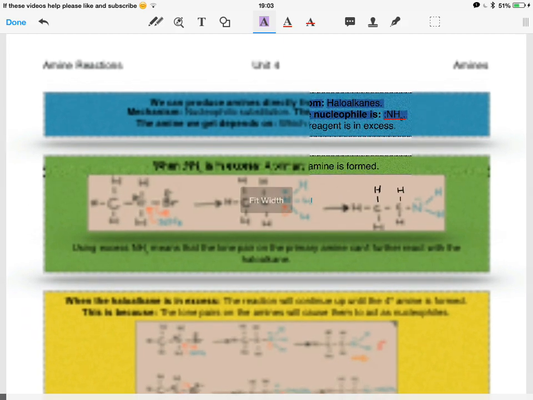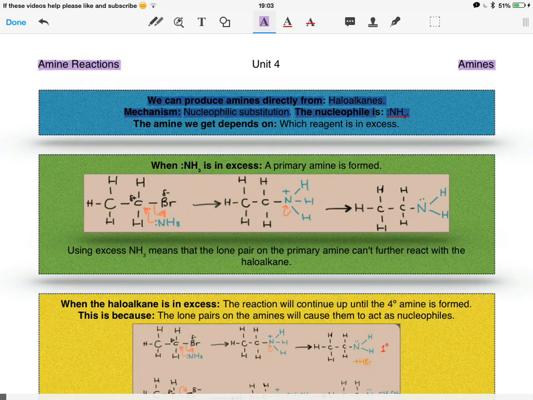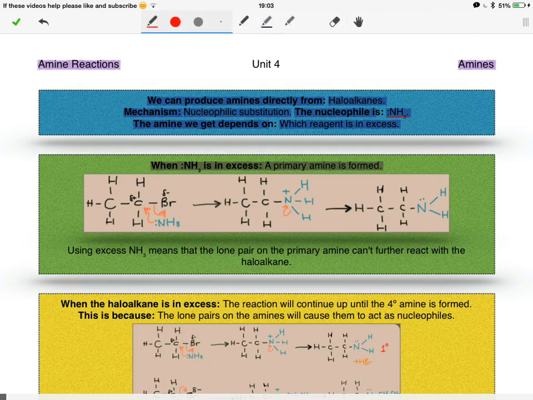Okay, so the amine that we get depends on which of the reagents is in excess. So is it the ammonia in excess or the haloalkane? So when ammonia is in excess, a primary amine is formed. And so I've done the reaction mechanism for this. Hopefully by now you will be good at your mechanisms from AS. If not, I'll go through it anyway.